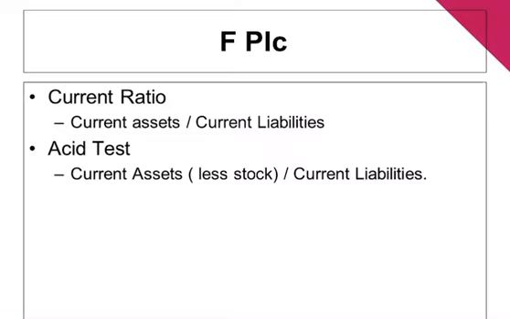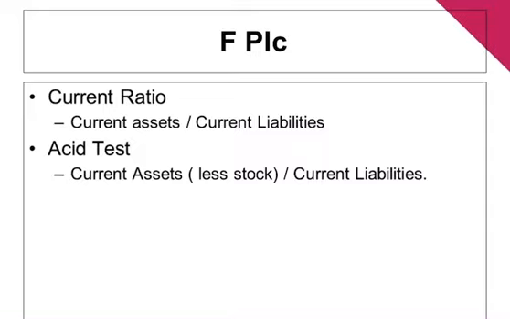In terms of the current ratio, it's incredibly straightforward. You need to go to your balance sheet or statements of financial position and find your total current assets and your total current liabilities. For your acid test, it's your current assets less your stock or your inventory, divided by your current liabilities.